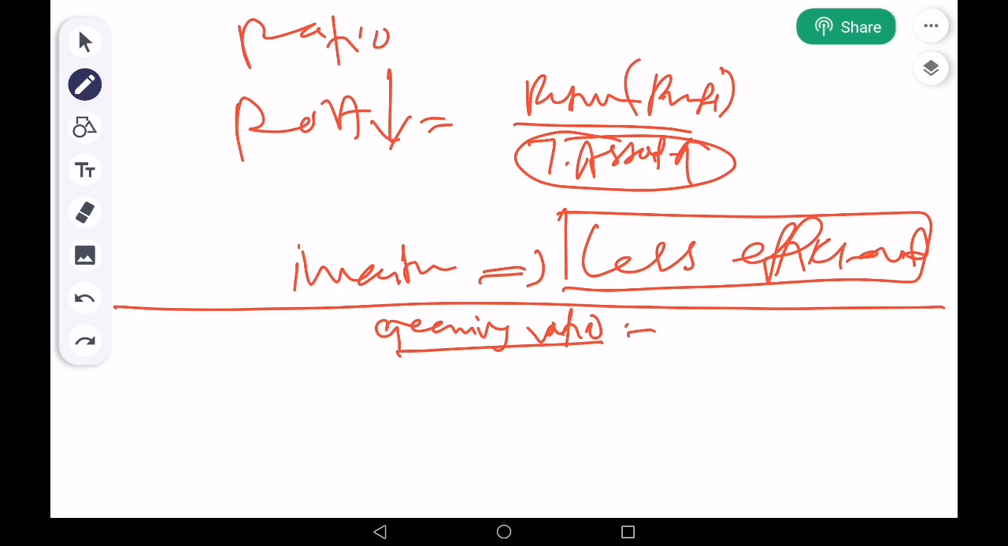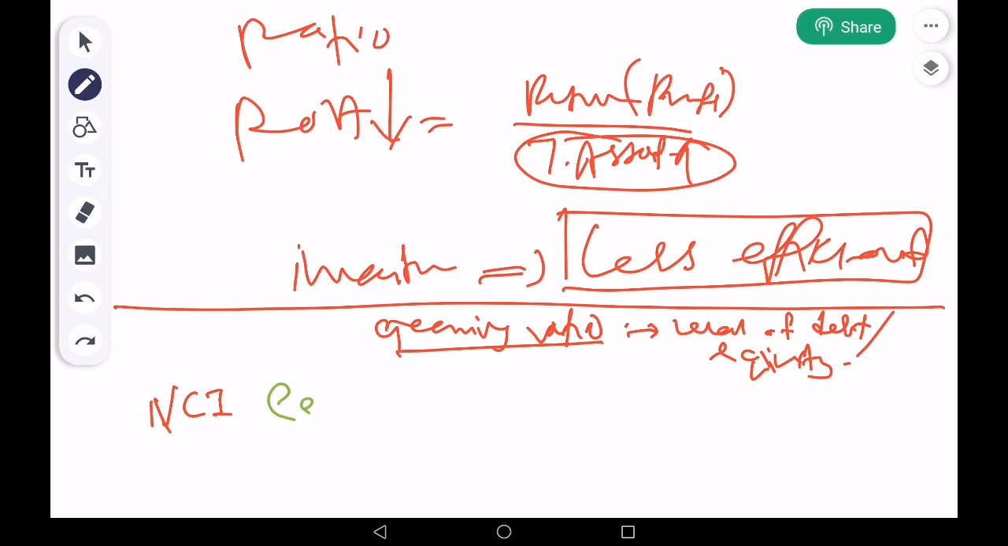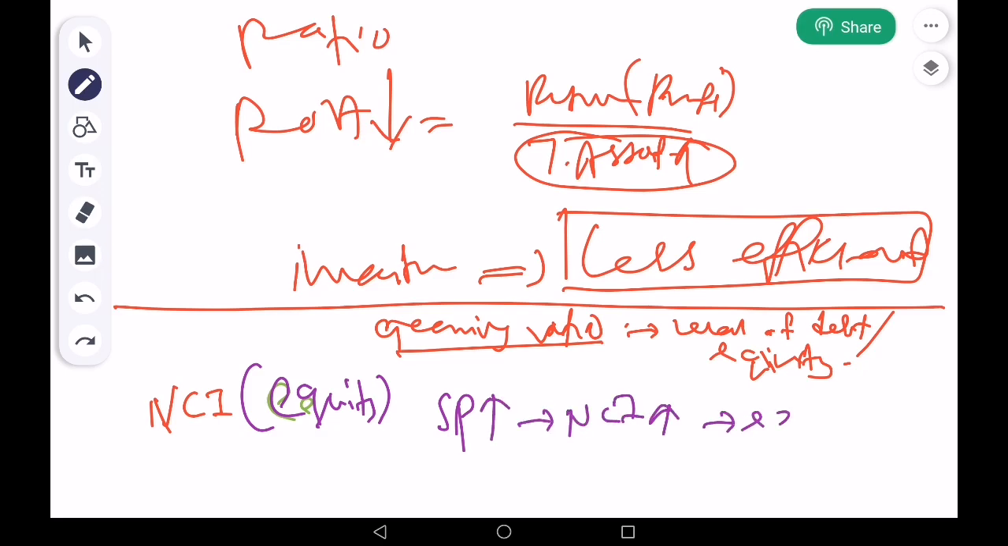Remember class, gearing is your level of debt compared to the equity. NCI, class, NCI is an equity. So, as mentioned just now, if your share price increases, automatically your NCI increases, and equity will increase as well in your group statement. So this will make your what? Gearing will be lower.